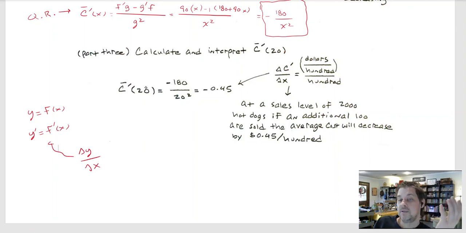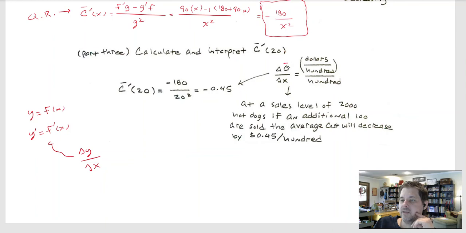Okay? So, what are the variables here? X, the number of hot dogs sold in hundreds, and C bar, which is the average cost of selling so many hundred hot dogs. So we could think of this as the change in the average cost over the change in the sales, units sold.